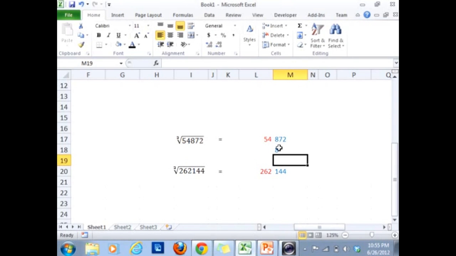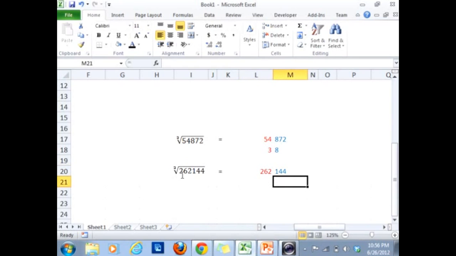And then 54. So the largest cube I can subtract from 54 is 3 cube. 3 cube is 27 and 4 cube is 64. So I cannot subtract 4 cube. So I will write 3 here. So the answer is 38. So as you can see, it was very quick, right?